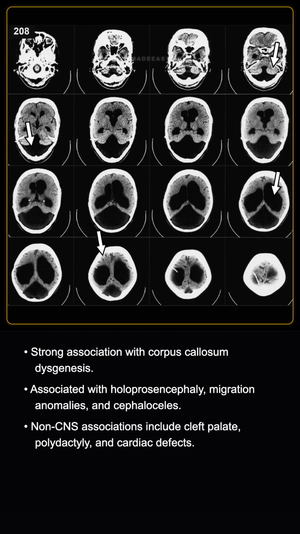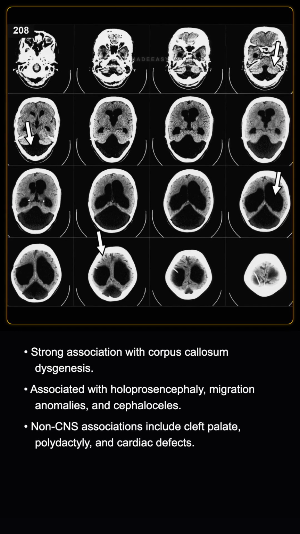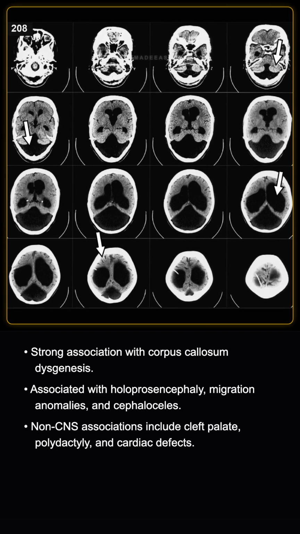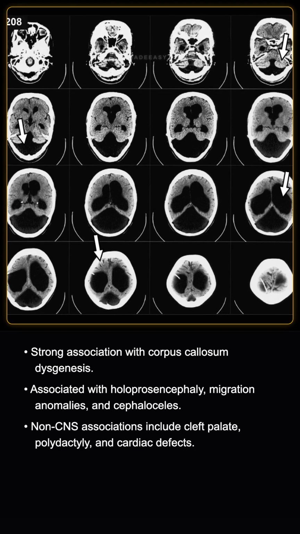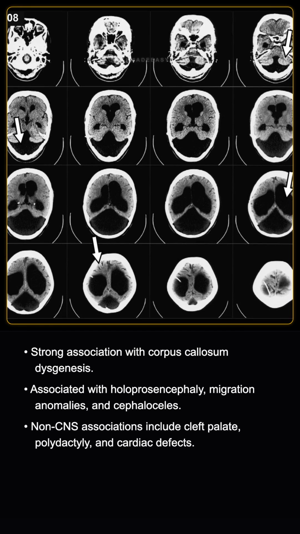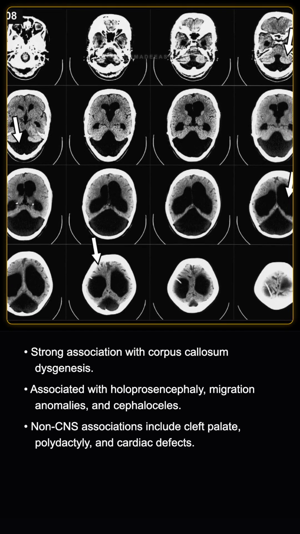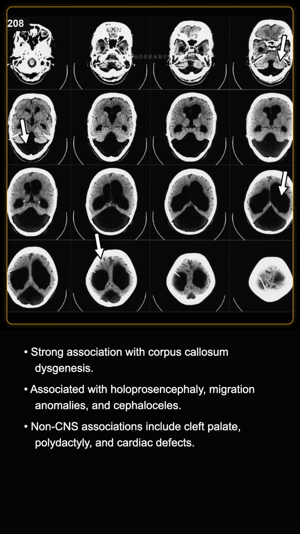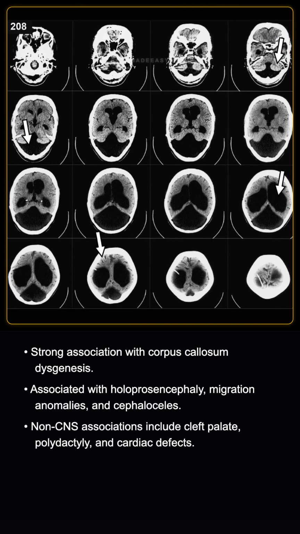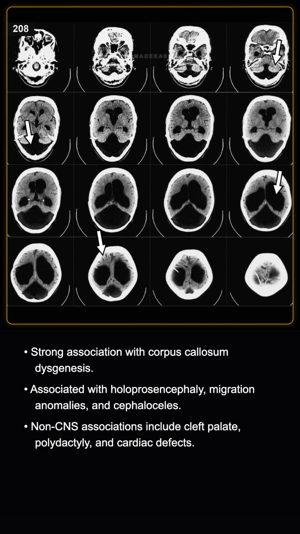The arrows highlight the key pathological features we discussed: the widely separated and hypoplastic cerebellar hemispheres, the massively dilated fourth ventricle, and the large posterior fossa cyst. In addition to these findings, Dandy Walker malformations are strongly associated with other central nervous system anomalies, most notably corpus callosum dysgenesis, which is found in up to a third of cases.